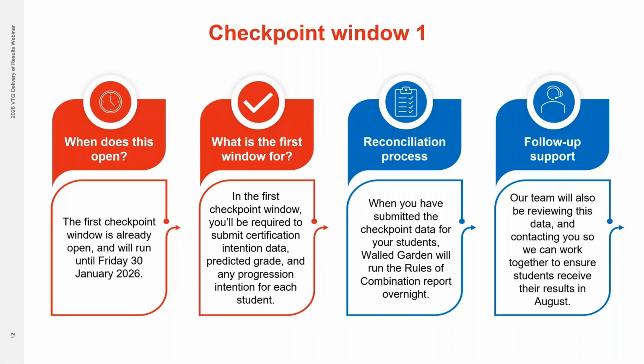In terms of the reconciliation process, I've already spoken a little bit about this, and I'll be showing you in more depth later on through Wallgarden itself. But when you've submitted the checkpoint data for your students, Wallgarden will run that rules of combination report overnight. It will look at those students who are intending to certificate in August, and it will check whether they're able to do so based on the current assessment entries that they've got.